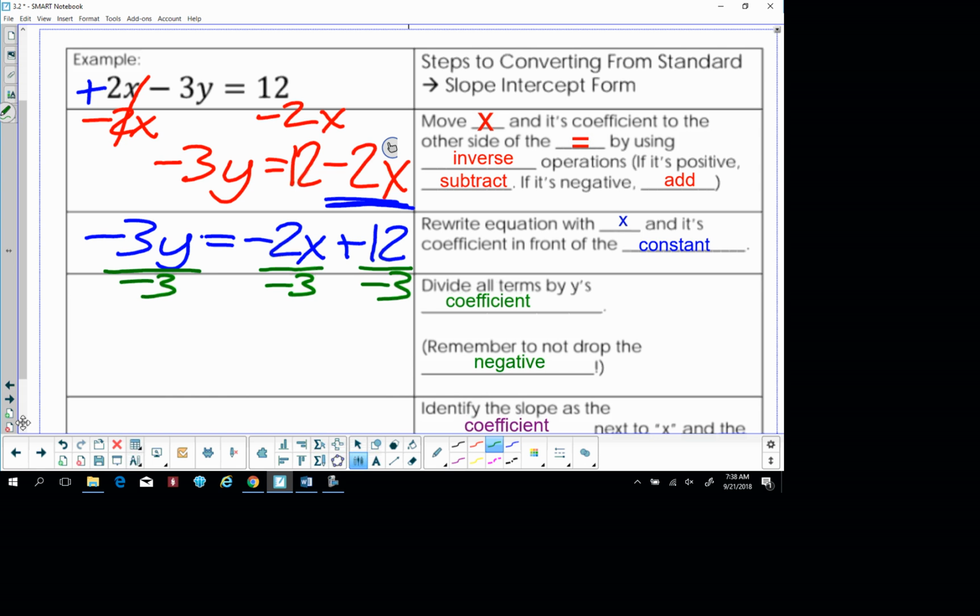Okay, so what am I left with on the left side? Y. And what about the first term? Okay, and what's a negative divided by a negative? Positive. So we're just left with 2/3 x. And what about the last one? 12 divided by negative 3? Negative 4. Okay, does that make sense?